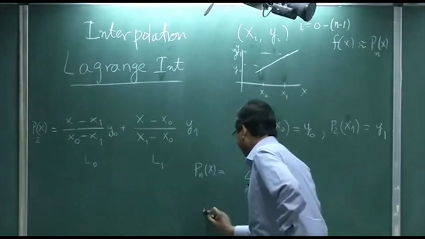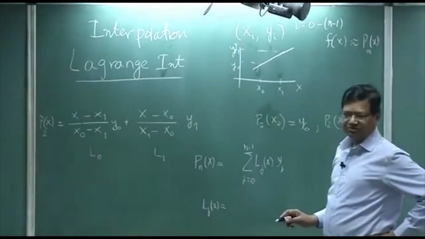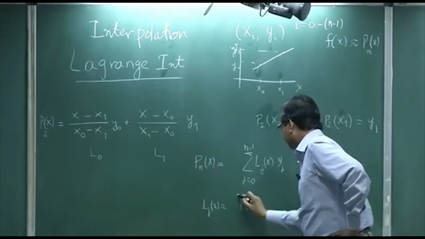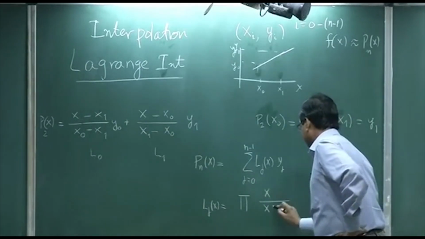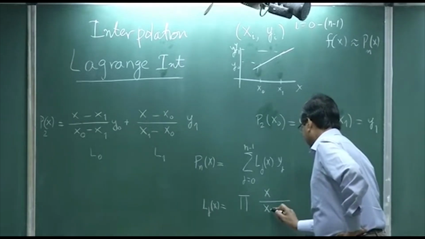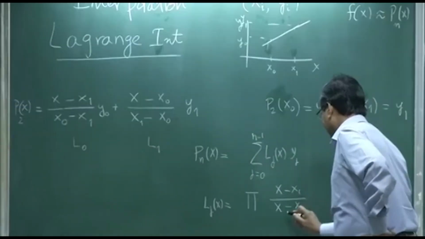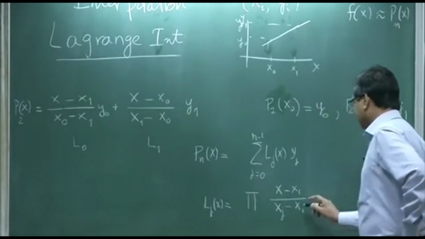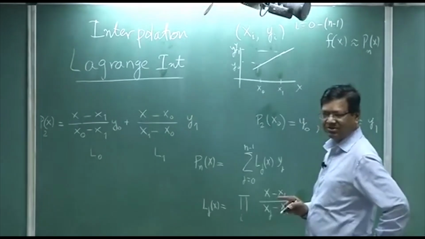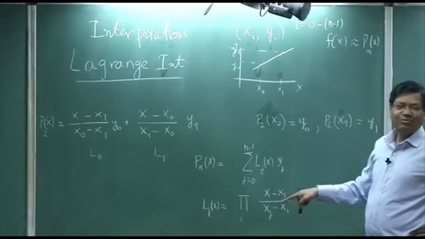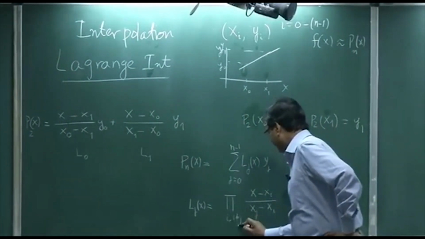Now, Lj is written quite nicely. Lj of x is a product function. So, in very similar fashion, this is x minus x i over x j minus x i. So, this is a product over all i's except i equal to j. When i equals j, this will blow up, but i is not equal to j.